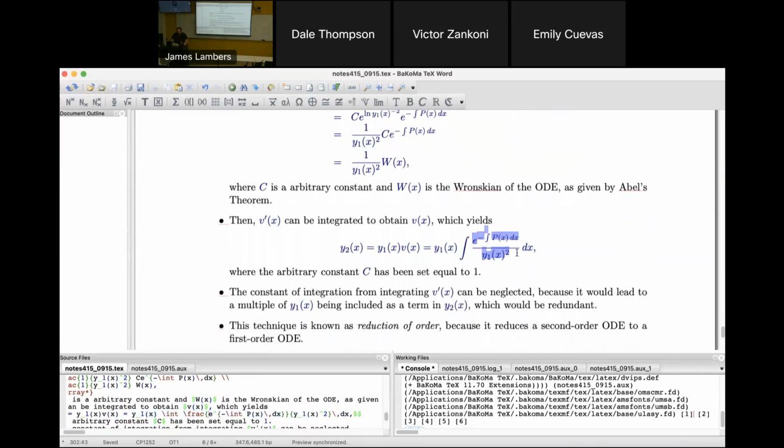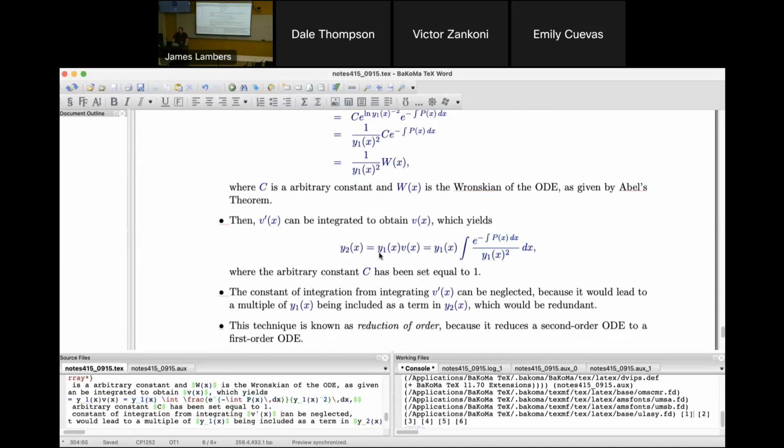Now, as you know, when you evaluate an integral like this, normally you would add on a plus c. We don't care about the plus c in this case because if you think of this as you work out what this integral is, you add on a plus c, but that plus c is multiplied by y1. Well, that term, constant times y1, is already known to be a solution of your ODE. It's redundant, so we don't bother with the constant of integration.